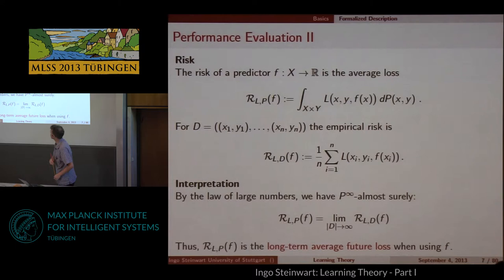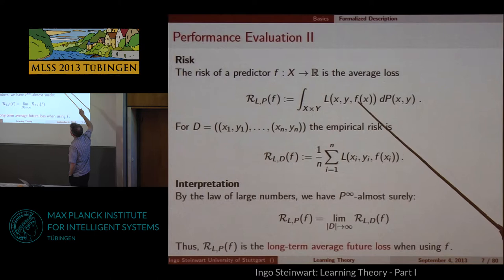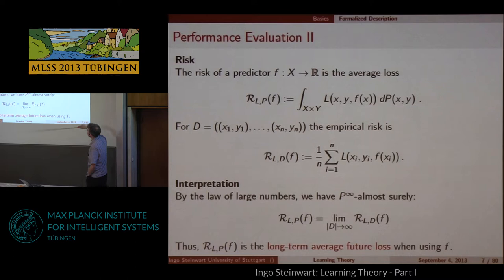Then we consider the loss we obtain by predicting the label y by f of x at the point x. This is the loss we've seen on the previous slide. And now we take the average with respect to the distribution p. So this is the average loss we obtain by predicting with f. This is something we want to keep small. But just as a little remark, we can't compute this quantity.